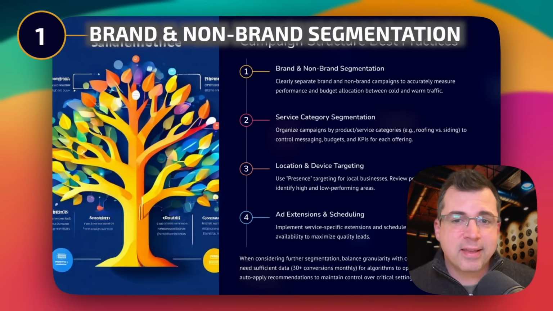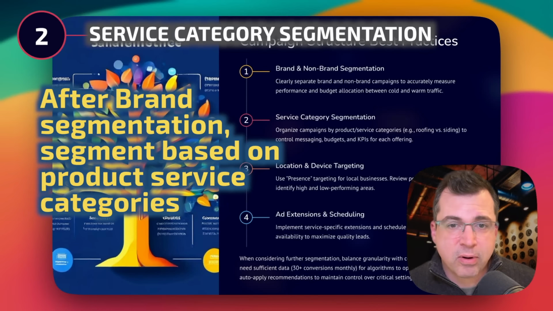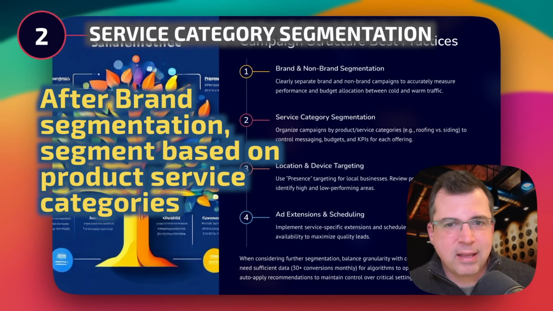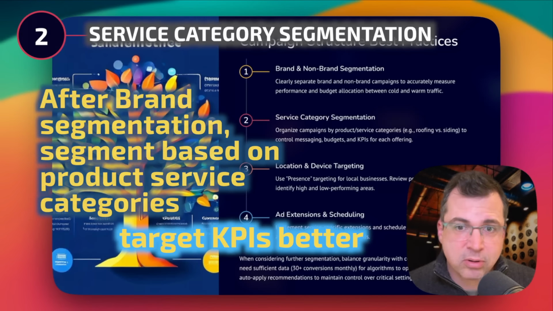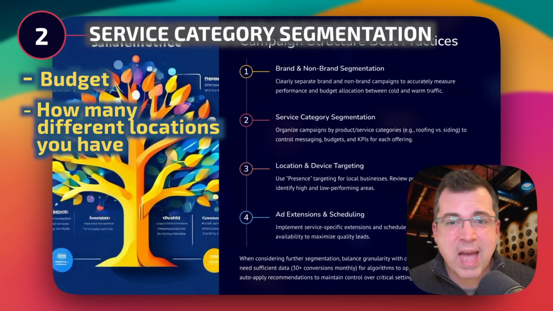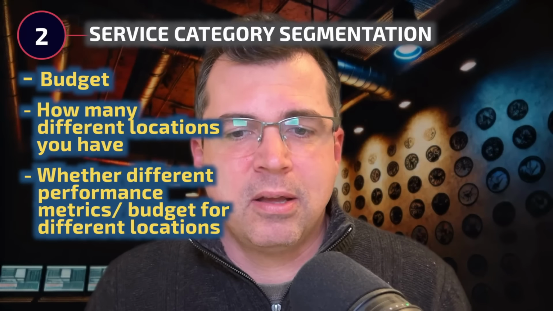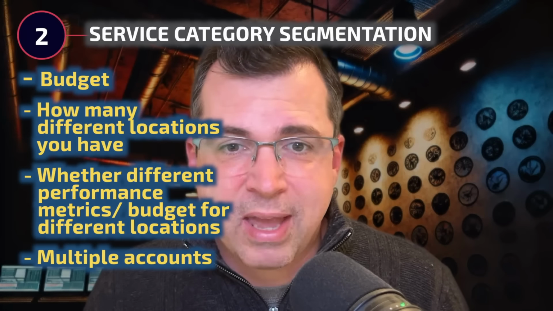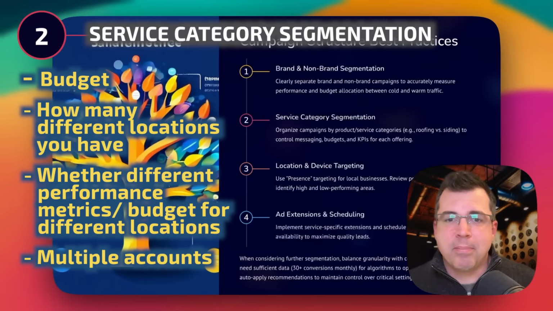Once you have the brand segmentation, it's essential to segment your search campaigns based on your product service categories. For example, if you do roofing and siding, then obviously these should be segmented into their own campaigns, so you can control the budget, messaging, and target KPIs better. Further segmentation depends on many things, for example, budget, how many different locations you have, whether you have different performance metrics or budget for different locations. And if you're a larger enterprise, you can even have multiple accounts, not just campaigns, and you can combine them together with a Google Ads MCC, My Client Center account.